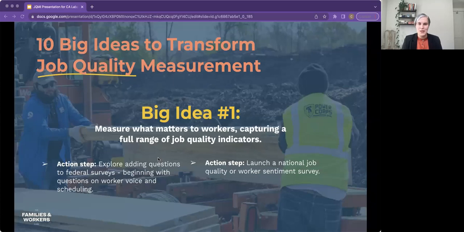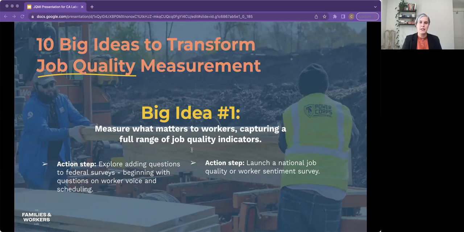So the report is long and it provides a lot of technical detail, but I want to focus specifically on our 10 big ideas to transform job quality measurement. There are specific action steps laid out for partners in business and philanthropy and the nonprofit sector and state and local government. And I'll lift up action steps relevant to these audiences as we go. I'll be eager for your reactions and feedback on the ideas when we have time for that in the Q&A.